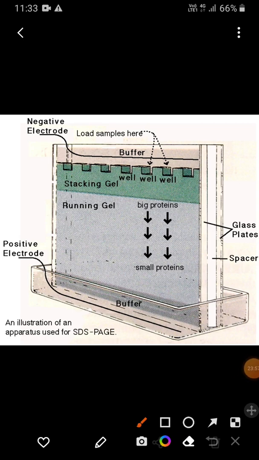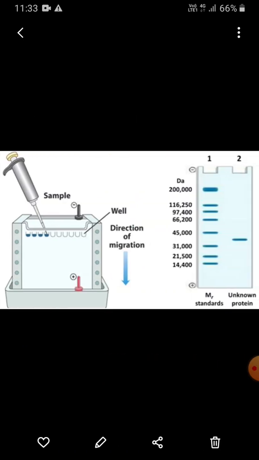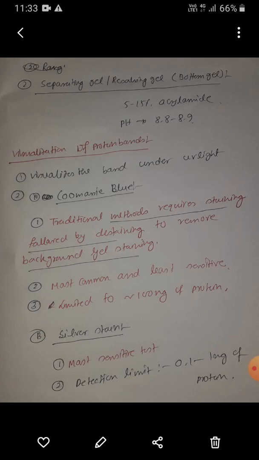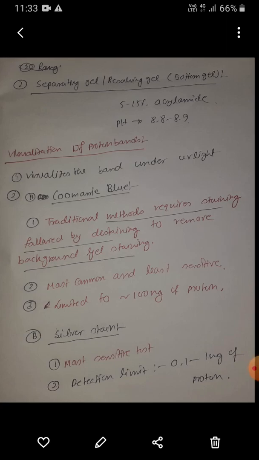This is the first video from the topic SDS PAGE electrophoresis. I will again come back with another video of SDS PAGE where I will discuss with you some small questions that you need to remember regarding SDS PAGE. Then we will move to isoelectric focusing.